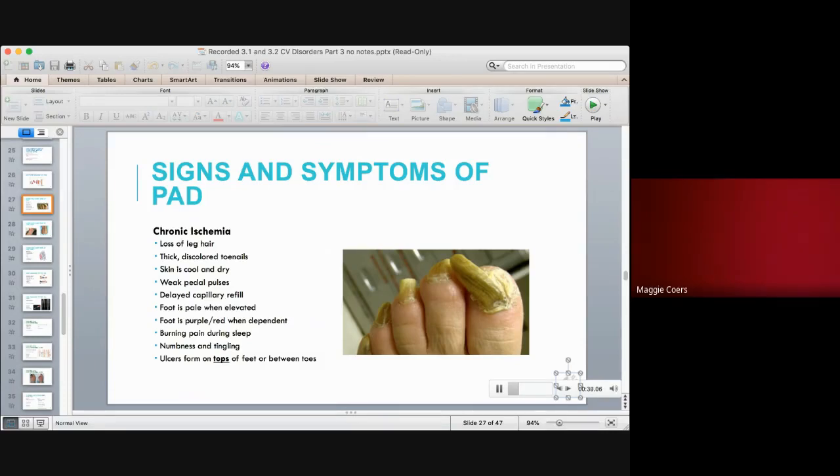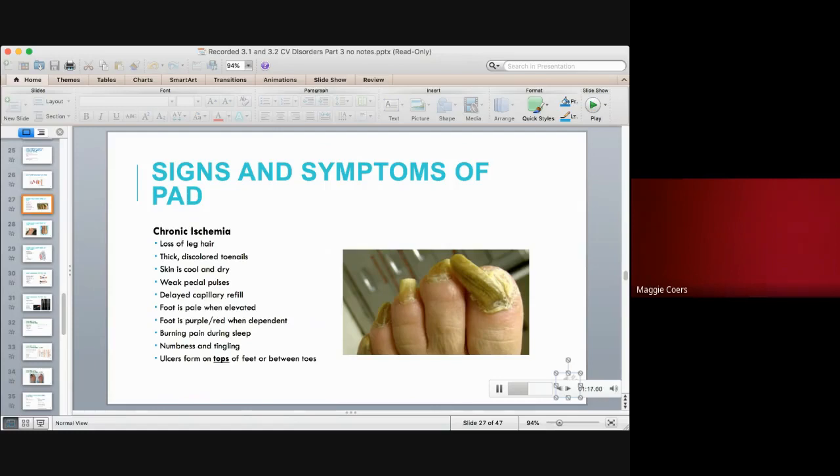So we talked about some of these signs and symptoms of chronic ischemia, like the loss of leg hair. The skin also can become very cool and dry. There are weak pedal pulses and delayed capillary refill, and those are all because the blood flow to that extremity is lacking, because there's the plaque buildup in those arteries. Also, the foot can be very pale when elevated, okay, especially if we elevate it above the heart. And this is really a classic sign.